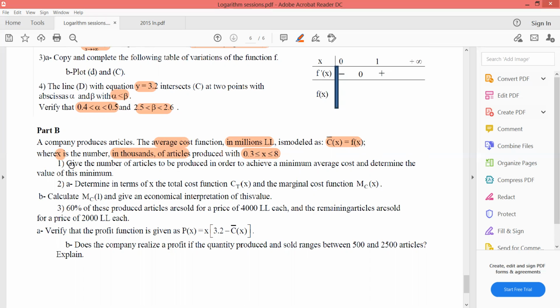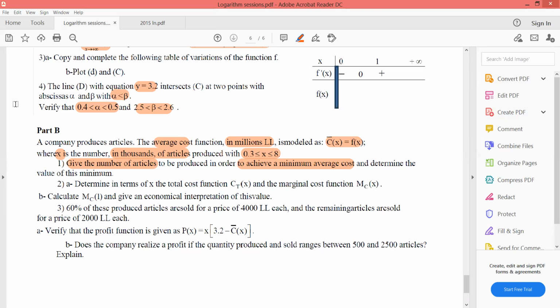Part 1, give the number of articles produced in order to achieve a minimum average cost. How to achieve a minimum average cost? From the previous table of variation. Yes, I have the previous table of variation in front of you. How do we find the minimum average cost? What is the number of articles?